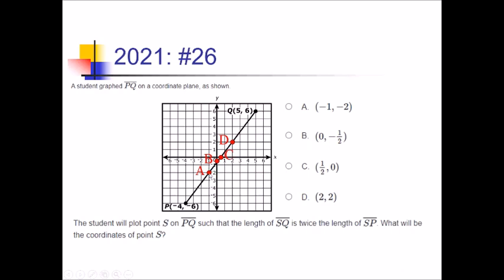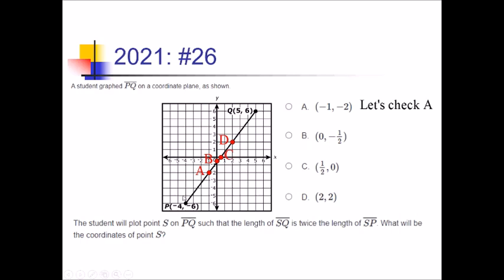Now the distance from A to Q looks like it's going to be twice the distance from A to P. It's likely, but let me double check and get the numbers just to be sure. So let's check A first, and if it turns out not to be true, then we'll try B next, and then C, and then D. So how do I find the distance, firstly, from A to P?